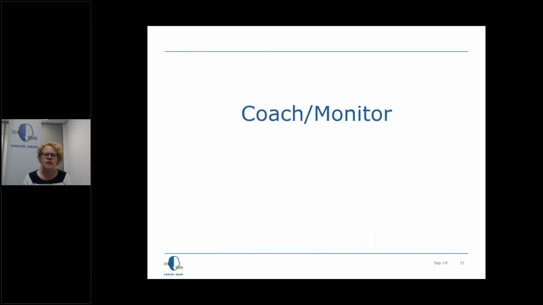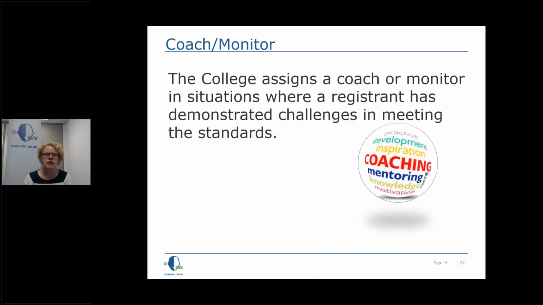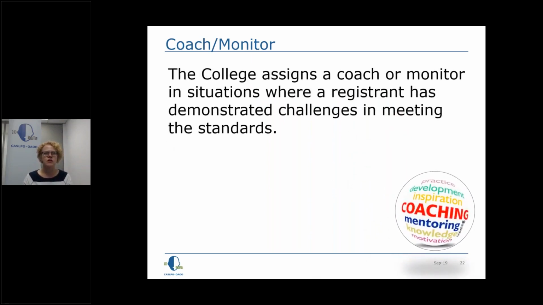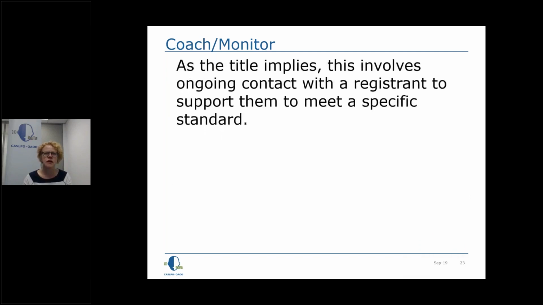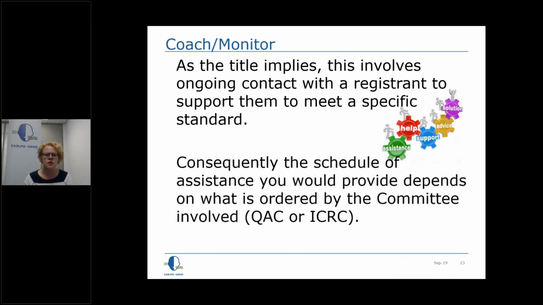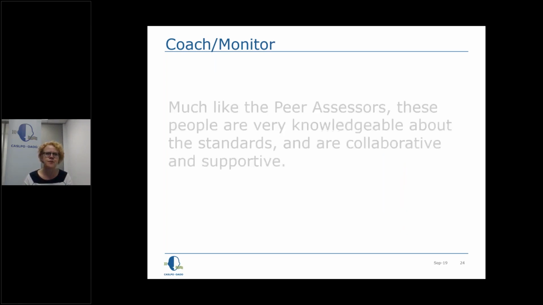Coach or monitor is another role for registrants. The college assigns a coach or monitor in situations where a registrant has demonstrated challenges in meeting the standards of practice. This may be identified through a complaints process or through a quality assurance process. As the title implies, this involves ongoing contact with the registrant to support them to meet the standards. Consequently, the schedule of assistance you would provide depends pretty much on what is ordered by the committee involved, and that could be the QAC or the ICRC committees.